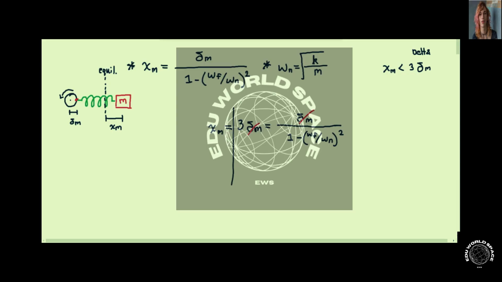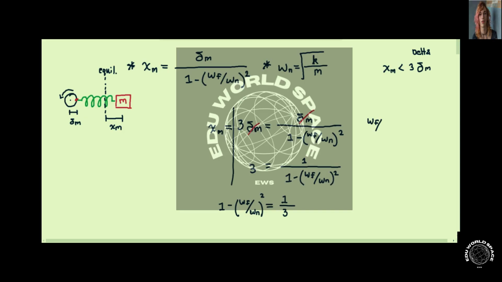The delta m cancels out, and we are left with 3 equal to 1 over 1 minus omega f over omega n squared. Putting the denominator on the left hand side, we would have this, and the 3 on the right hand side. And let's simplify even further.